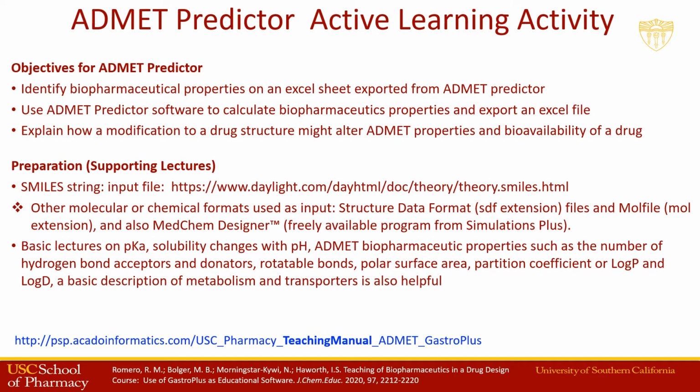So one of the learning activities involves the students using ADMET Predictor. Some of the objectives for this learning activity are having them examine an Excel sheet that is exported from ADMET Predictor, and I'd like them to look at the various properties present on that sheet. Also, I'd like them to be able to do a calculation on their own and then export an Excel file themselves. And I want them to be able to understand or explain how a modification to a structure might alter the ADMET properties and the bioavailability of the drug.